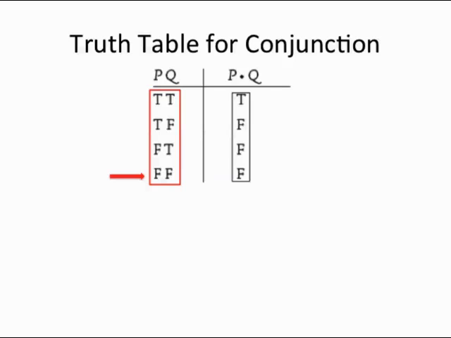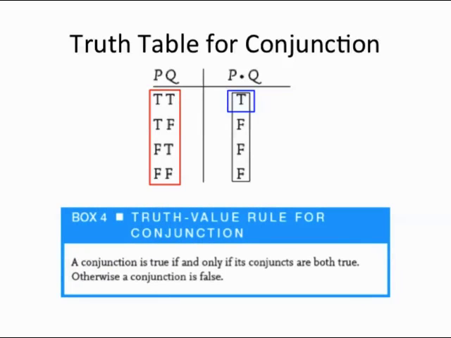If we now look at the column on the right containing the values for the conjunction P.Q, we see that P.Q is true in only one case, when both P and Q are true. Otherwise, it's false. That leads us to the truth value for conjunction. A conjunction is true if and only if its conjuncts are both true. Otherwise, a conjunction is false.